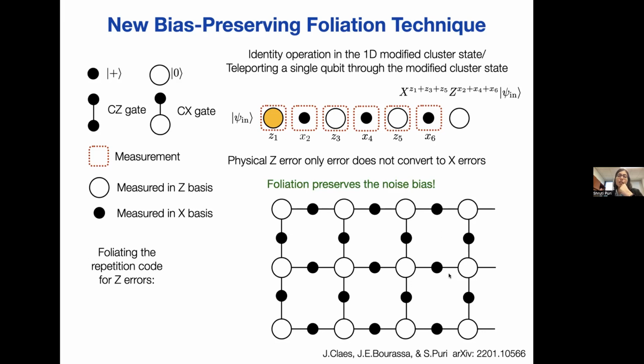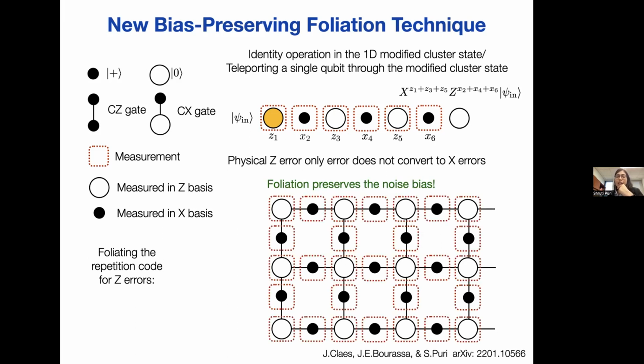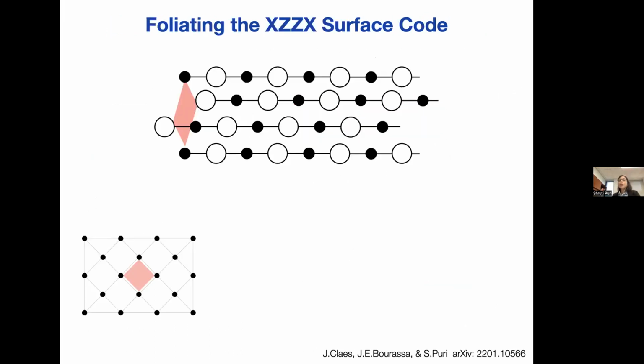I'm going to put these additional qubits at the center. Again, measure the Z-type qubits in the Z basis, the X-type qubits in the X basis. And here it turns out that, again, these measurement outcomes of the center black dot qubits, Z-type qubits, measure the XX correlations between the two chains. And so now we are ready to foliate the XZZX surface code.